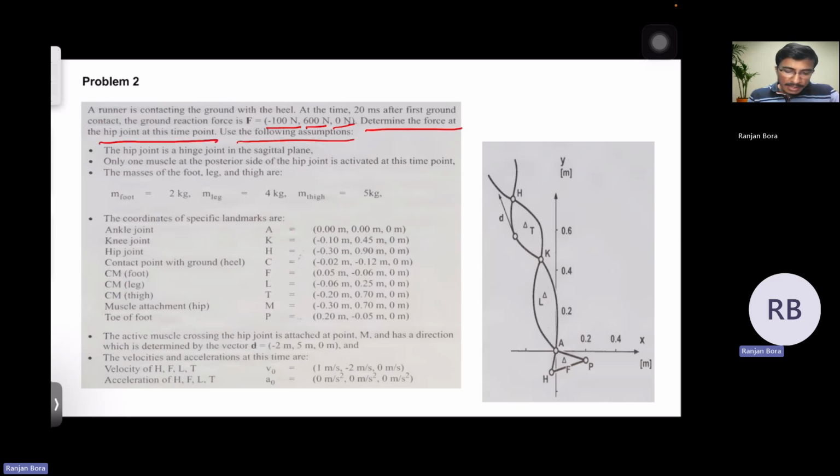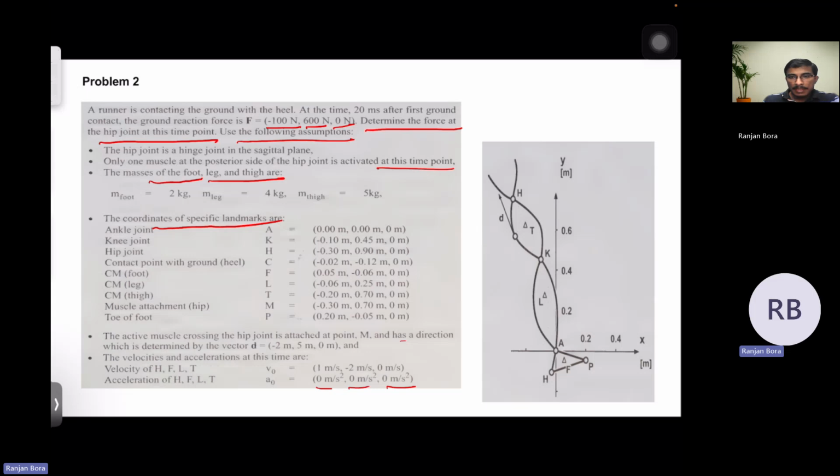We have to use the following assumptions. The hip joint is a hinge joint in the sagittal plane. Only one muscle at the posterior side of the hip joint is activated at this time point. The masses of the foot, leg, and thigh are given, and the coordinates of specific landmarks are given. The active muscle crossing the hip joint is attached at point M and has a direction determined by the vector minus 2 meter, 5 meter, 0 meter, and the velocities and accelerations are given. We can see accelerations are 0, 0, 0.